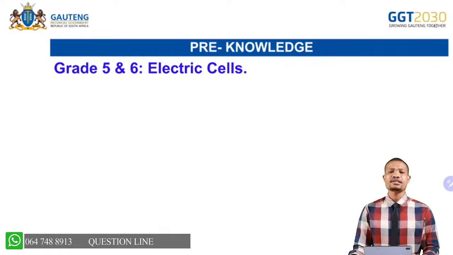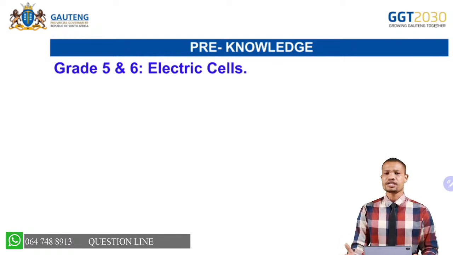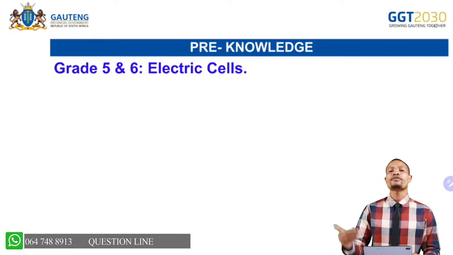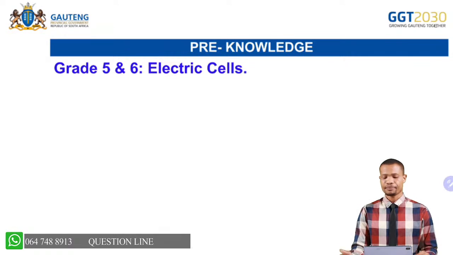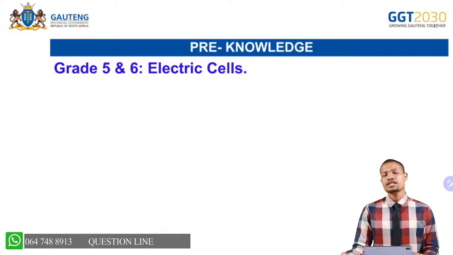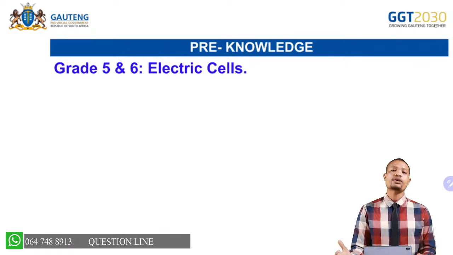Starting from grade 5 and 6, we learned about electric cells. An electric cell can be defined as the energy source in a circuit, or a broader meaning: it is a system in which certain chemical reactions can cause the flow of electricity through an external circuit. That is an electric cell.